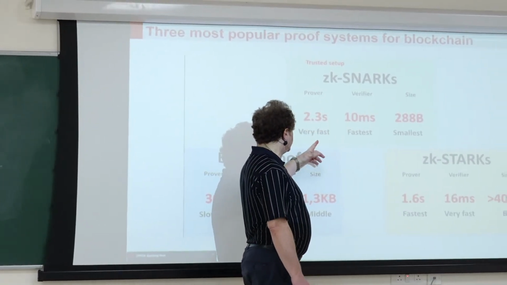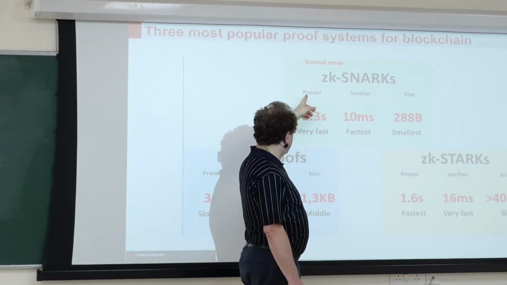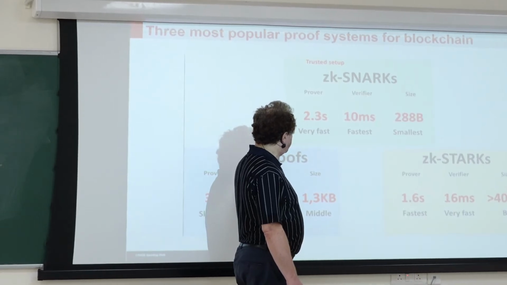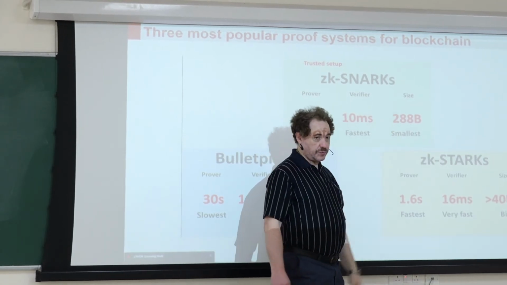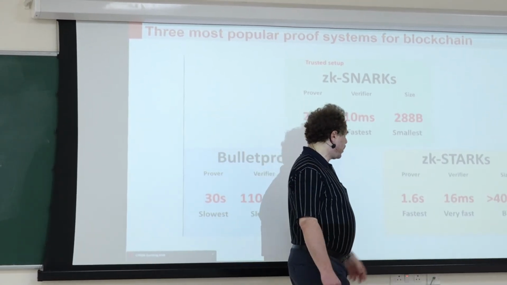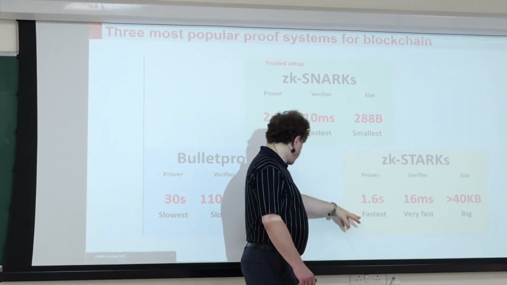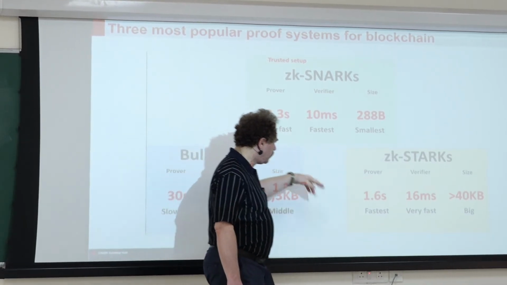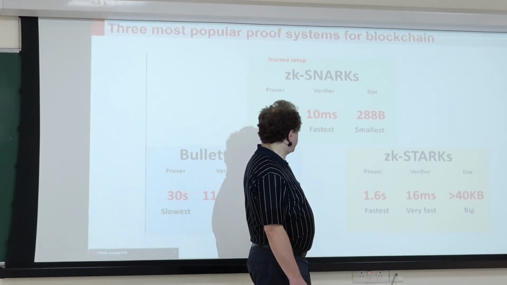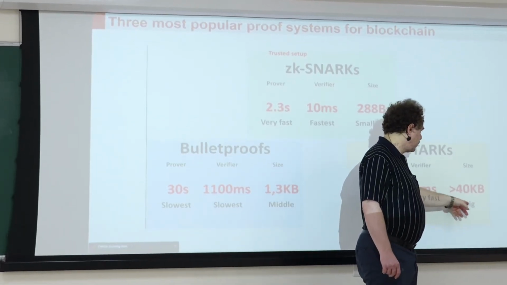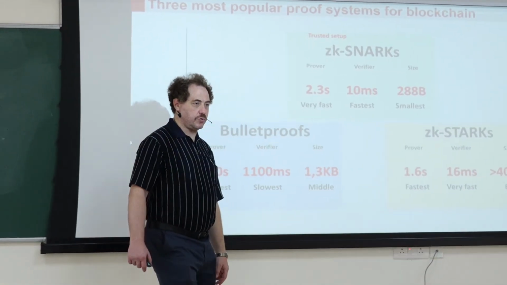Then we have ZK snarks, which are very fast to produce proofs, the fastest to verify, and the smallest in terms of size. And in ZK starks, the production of the proof is even faster, but the difference is not big. The verification is also very fast, just a bit slower. However, the size of the proof is quite big, maybe prohibitively big, for use in blockchain.